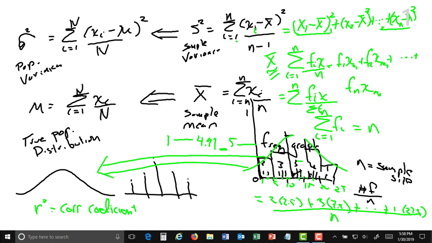I just want you to know, so when you have it in your repertoire, if you have frequency, you're going to have to use this kind of equation with the f's in them, okay?